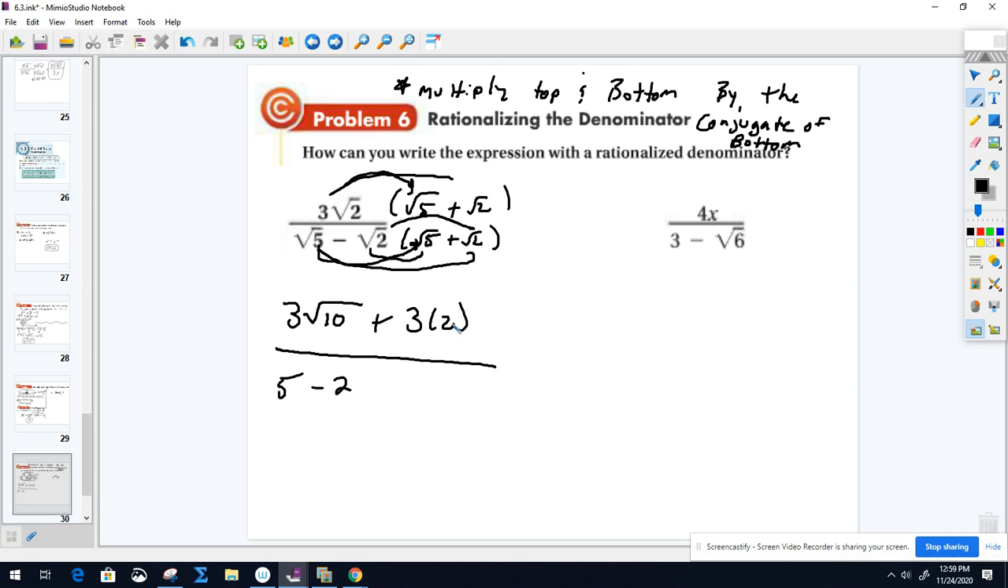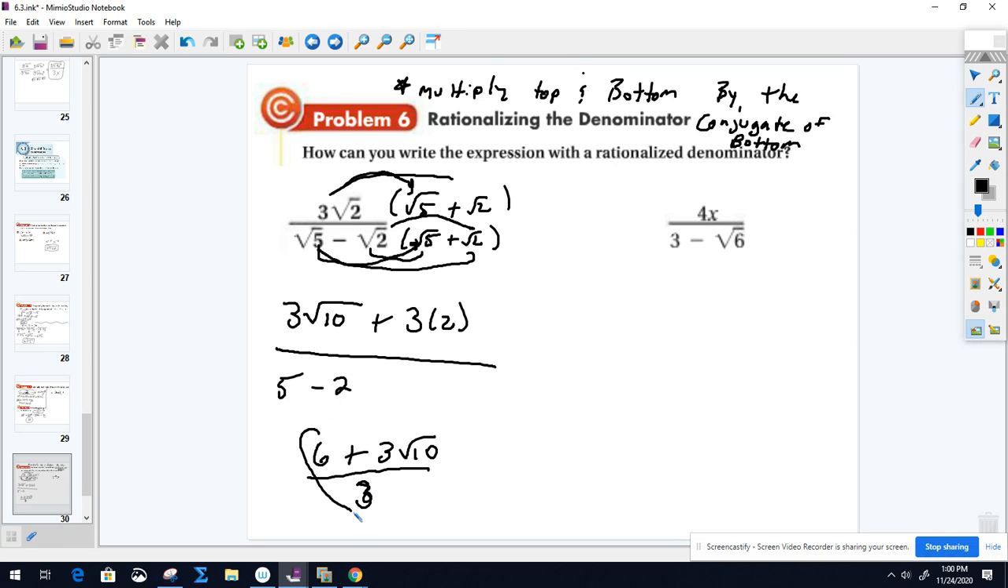I've got 3 times 2 is 6. I'm going to put the number first. We generally do. 3 square root of 10. I can't combine this 6 and 3 and put 9. I know you all know how to add that, but this 6 and 3 can't be combined because this has a radical 10 next to it. Not the same index, not the same base. So it stays this way. And then 5 minus 2 is 3.